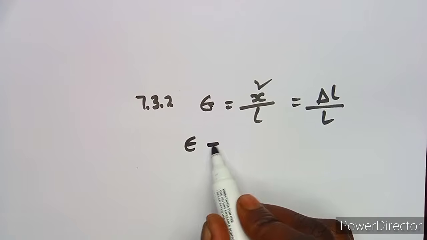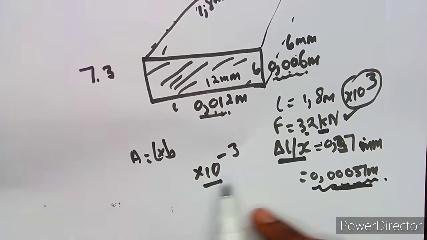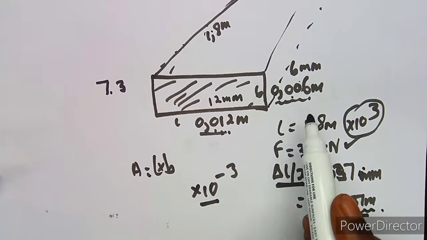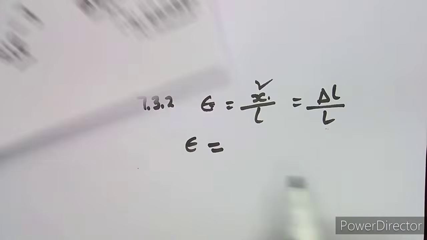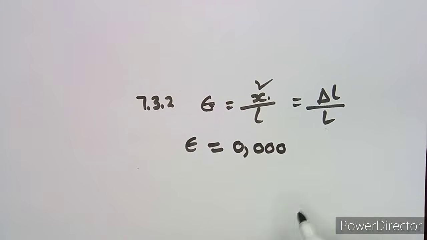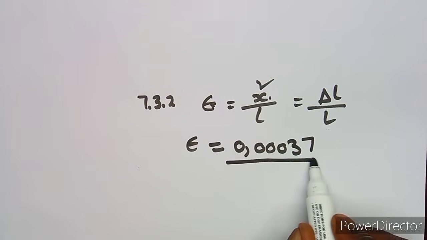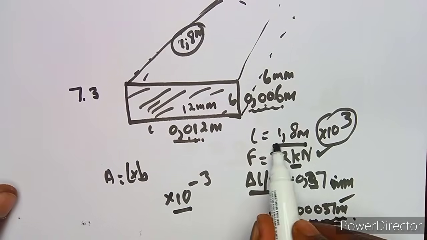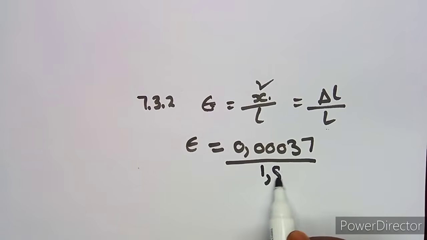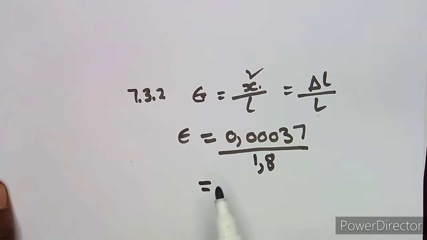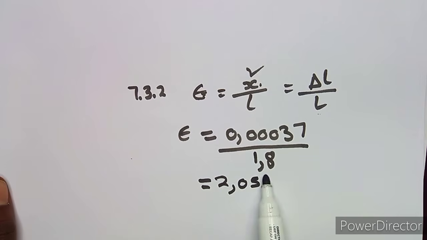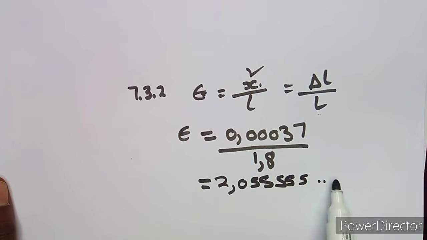So our strain is going to be the change in length, which is 0.00037, over the original length. Our original length was this one, which is 1.8 in meters, so you divide by 1.8. That's what you're going to have, guys. If we divide these two numbers properly, we are going to obtain this endless decimal, 2.05555, and again times 10 to the power minus 4.